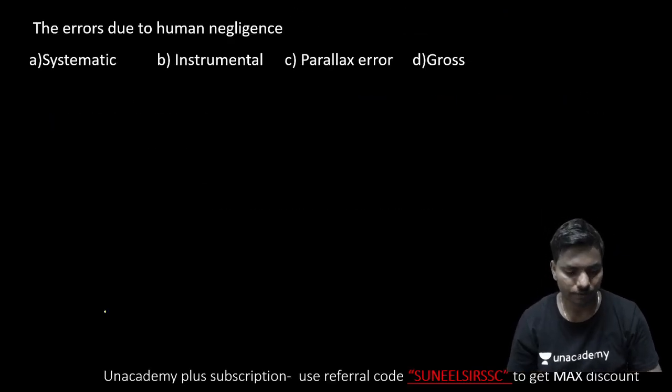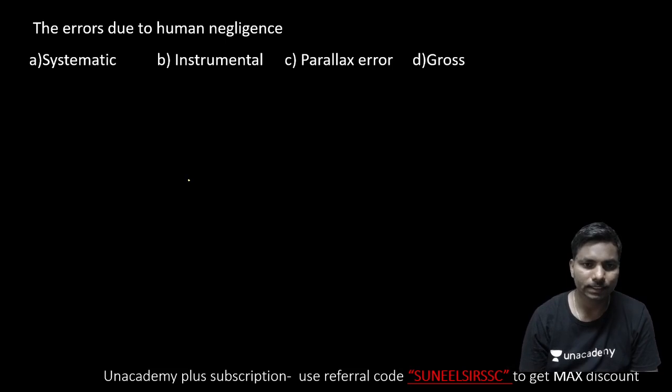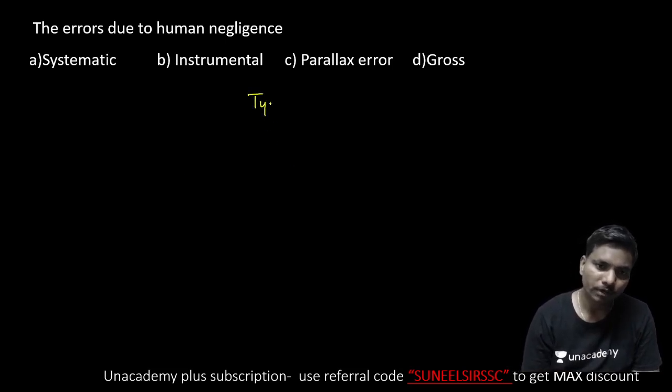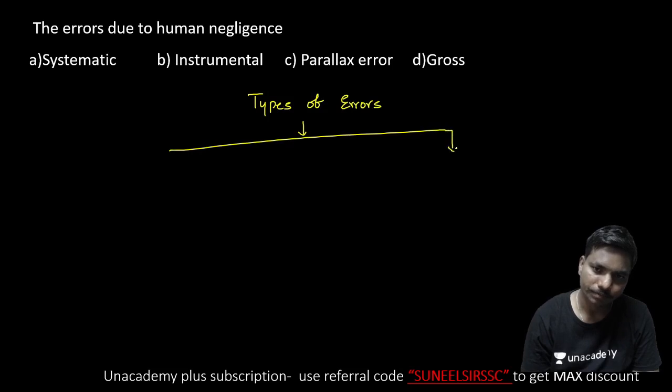Coming to the first question. The errors due to human negligence is dash. First of all, let us take the types of error. The types of error, mainly three types, guys.